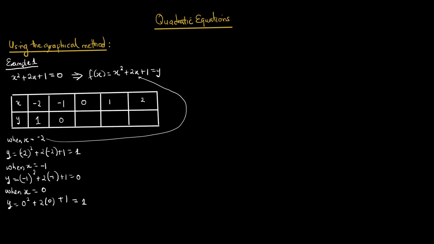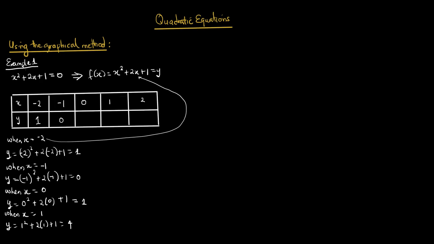Okay, so if I do the same thing again, when my x is equal to 1 this time around, my y should be equal to 1 squared plus 2 times 1 plus 1. So that should give me 1 plus 2 plus 1. If I do that correctly, that should give me a 4 here.